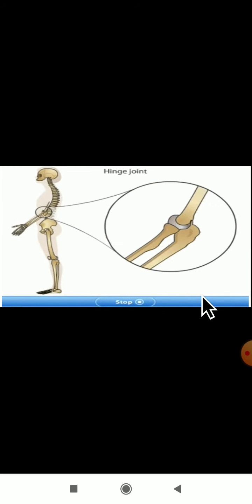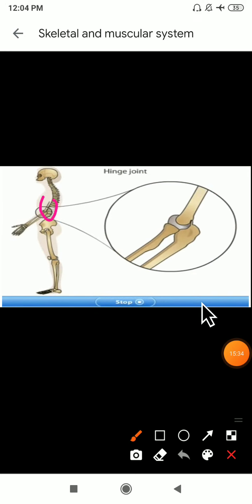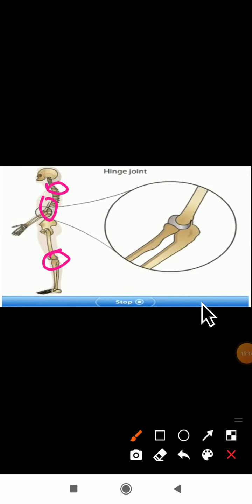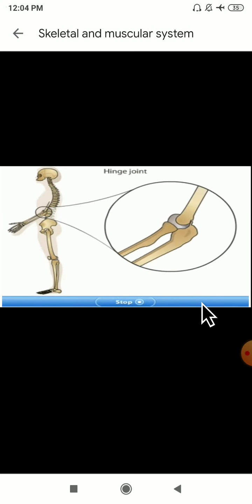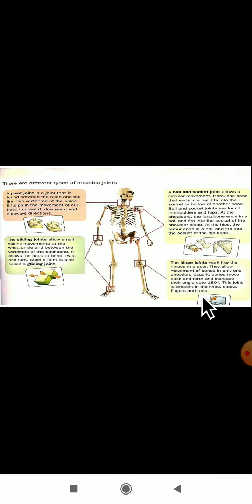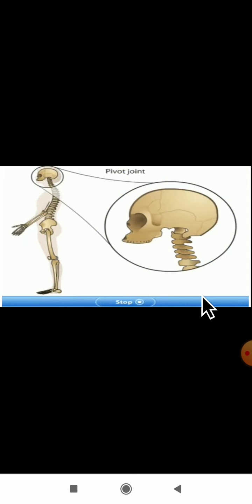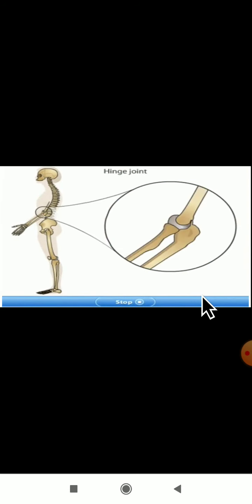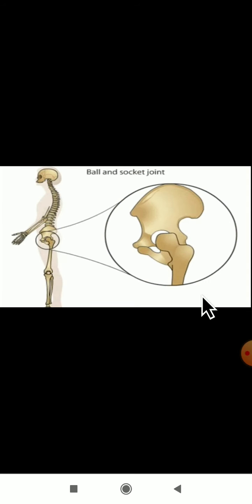This is the hinge joint. It is present in the elbow part. It is even present in the knee part. How is the movement taking place? Only in one direction. We can't move in both directions. Only in one direction can we move our hand here. Yes, can you see? Only an upward movement is taking place. This is the hinge joint. So these are the different types of movable joints. Which are the different types of movable joints? The first one is the pivot joint, then the gliding or sliding joint, the hinge joint, and the ball and socket joint.